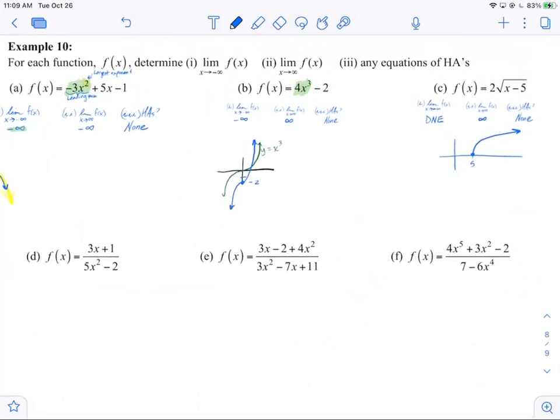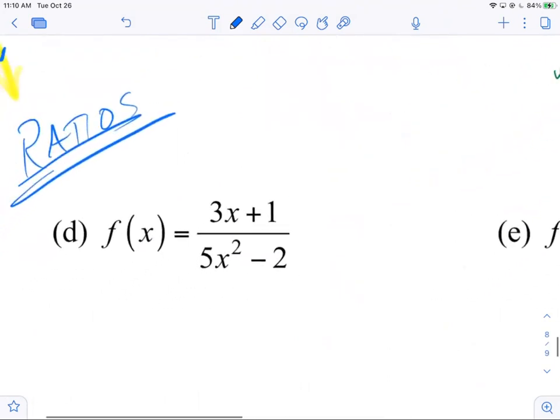Look at 10, D, E, and F. These are different than the previous 3 because they're actually ratios, fractions. It's a ratio of 2 polynomials. Now, here's what's cool about finding the end behavior of rational functions. All you got to do is compare how fast the numerator grows compared to how fast the denominator grows. And there's really 3 things that can happen.